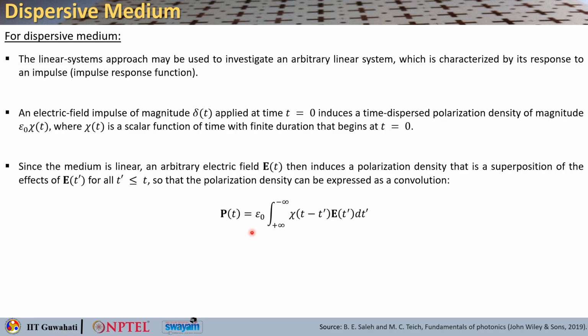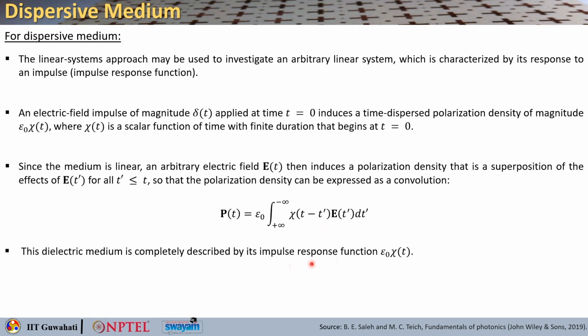so that the polarization density can be expressed as a convolution. So you can write P(t) equals epsilon naught times the integral from minus infinity to plus infinity of chi(t minus t') E(t') dt', right. So this is how the dielectric medium is completely described by its impulse response function epsilon naught chi(t).